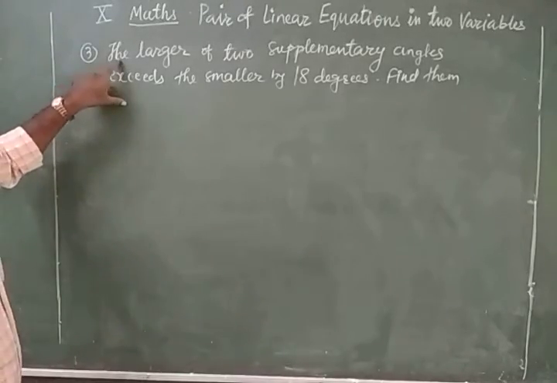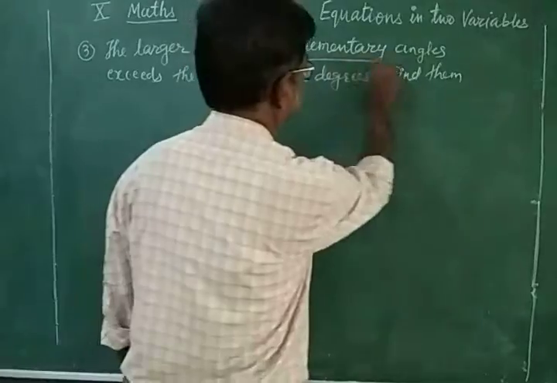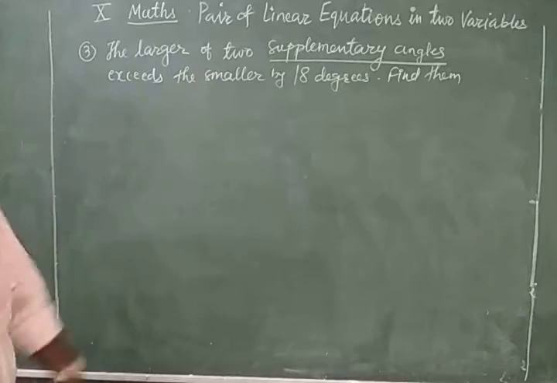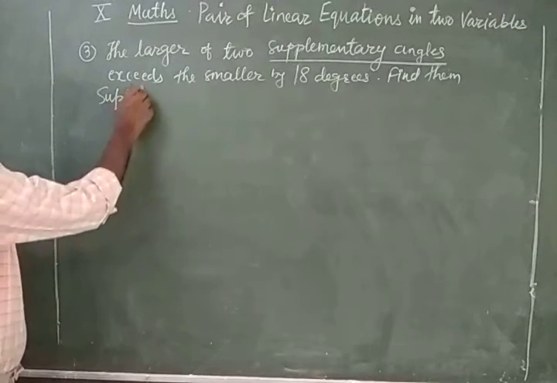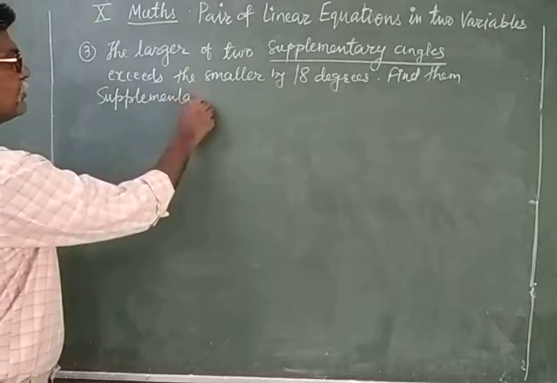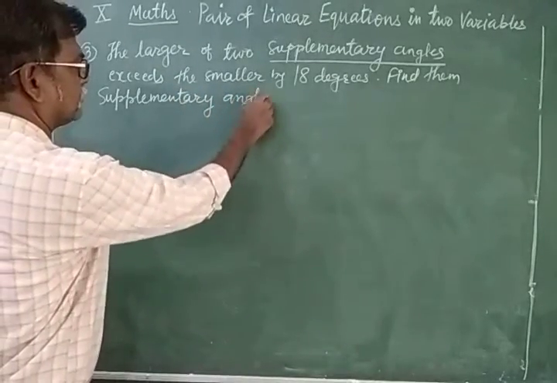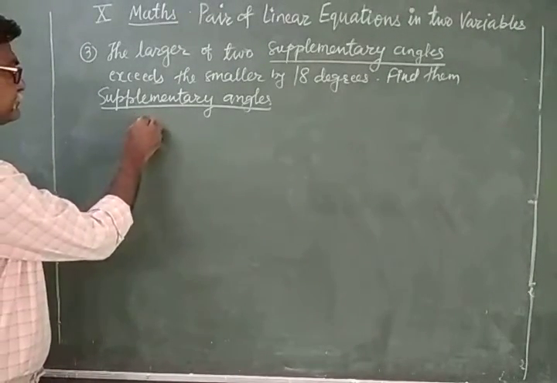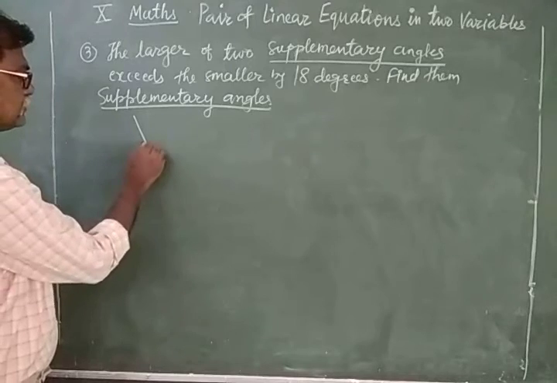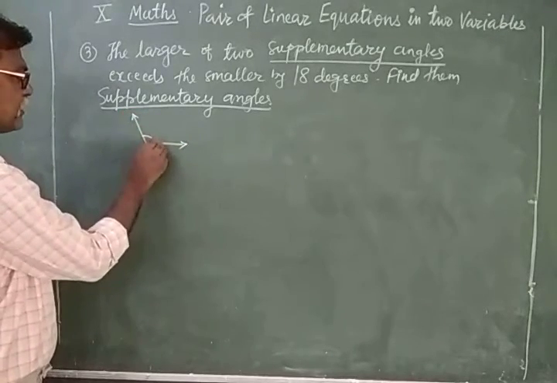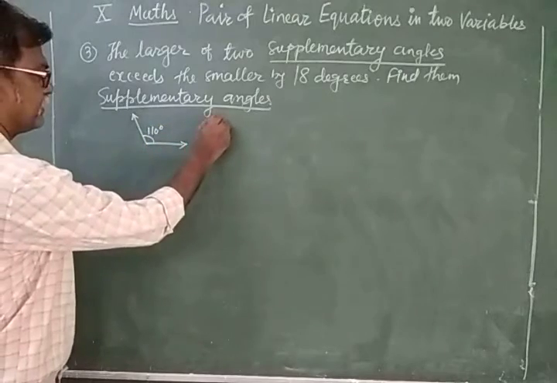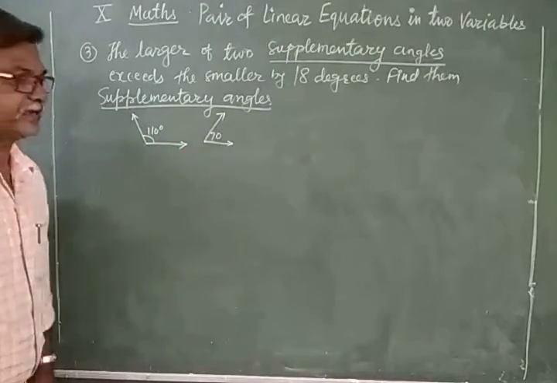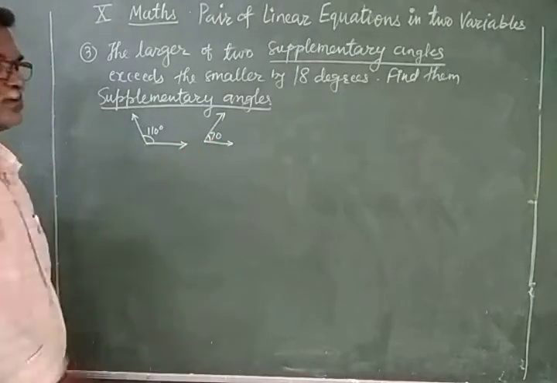Third example: the larger of two supplementary angles exceeds the smaller by 18 degrees. Find them. First, what are supplementary angles? This you should know. There is a pair of two angles. For example, one angle is of 110 degrees and another angle is of 70 degrees. Their sum is 180. Therefore, these two angles are called supplementary angles.